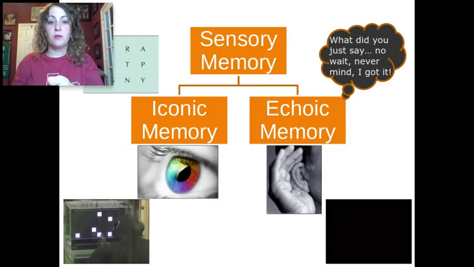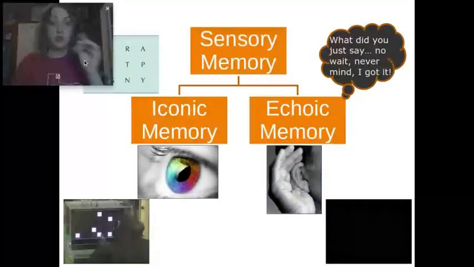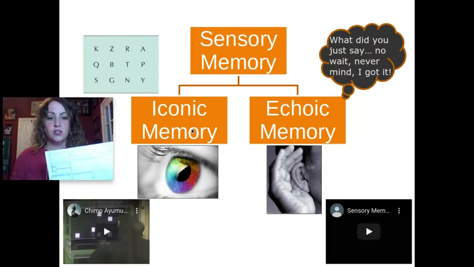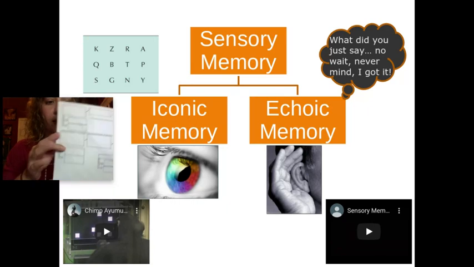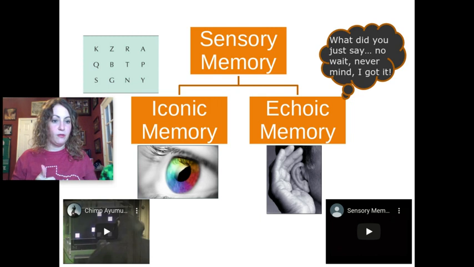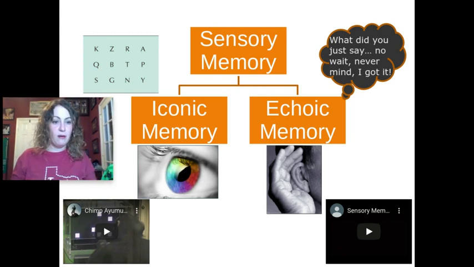I'm going to come back to the slide, but I want to break down those 2 types of sensory memories, so I'm going to move myself off to the side here. Underneath that sensory memory box, you see that we have 2 more boxes down here. That's what we're filling in: iconic memory and echoic memory.